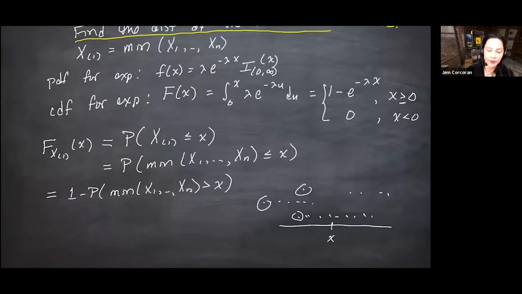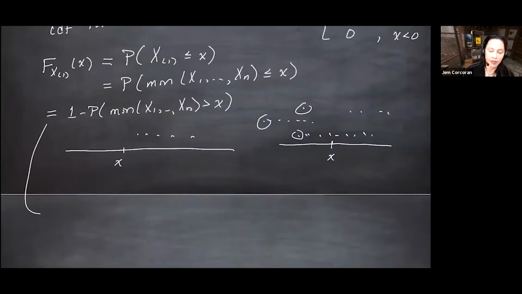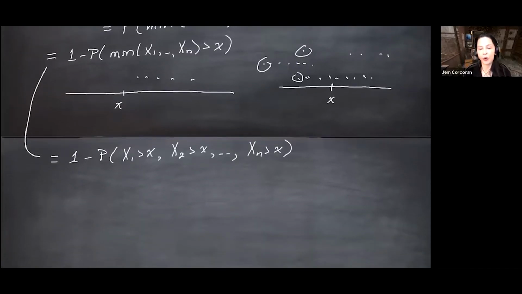Okay, so if the minimum of my sample is above x, that's going to happen if and only if everything in the sample is above x. And that's going to make this equivalent to 1 minus the probability that x1 is above x, comma, and x2 is above x, comma, and xn is above x. And in the future I will do both of these steps at once, but I'll break it down for our first time.